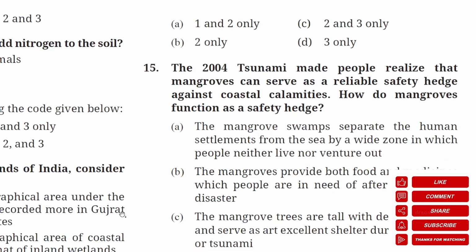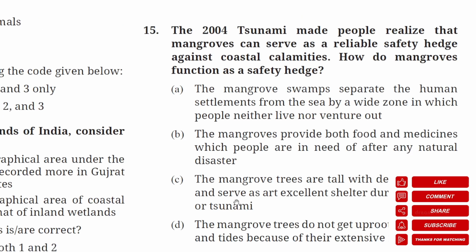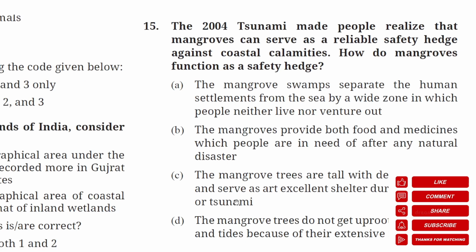The 2004 tsunami made people realize that mangroves can serve as a reliable safety hedge against the coastal calamities. How do mangroves function as a safety hedge? So this is also basically a simple question, but about the concept of mangroves. Okay, so you should choose the important feature about the mangroves that is relatable to the question being asked. How does it help in the safety from coastal calamities? So let's see one by one.